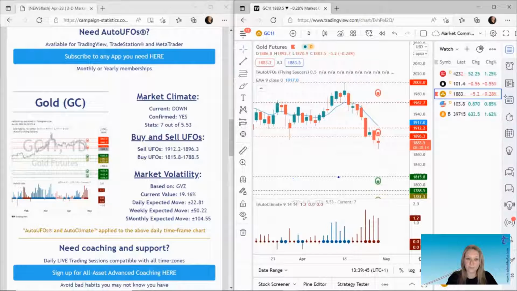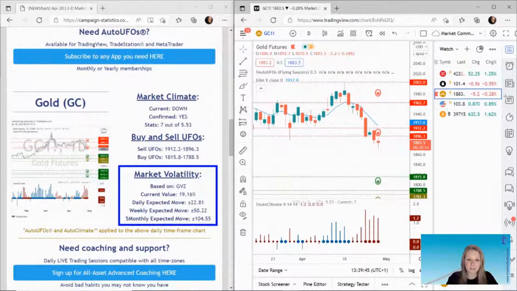So gold, we have a thick red dot, probability downwards. We have sellers close by between 1912.2 to 1896.3. And we've got buyers further away down at 1815.8 to 1788.5. So overall, probability to the downside, more likely for gold at the moment.